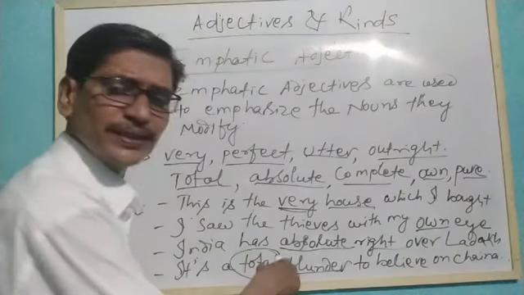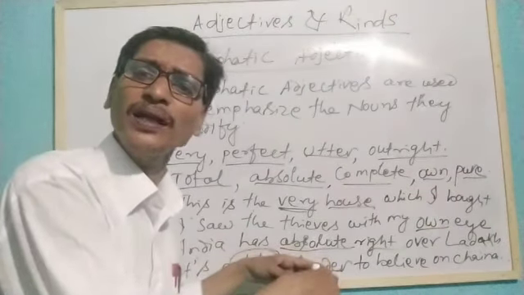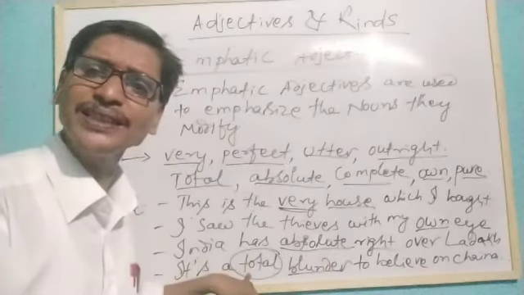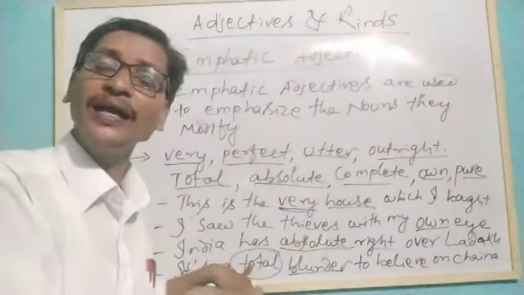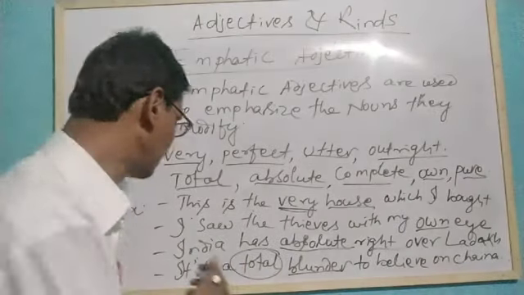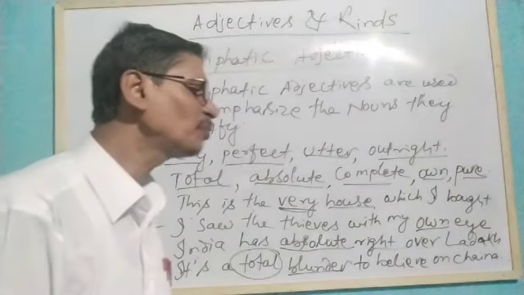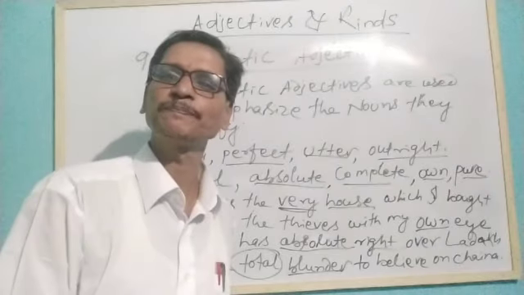This "total" is modifying the noun "blunder" and functioning as an adjective, but giving emphasis to this blunder. Therefore, it is an emphatic adjective. It is a total blunder to believe in China.